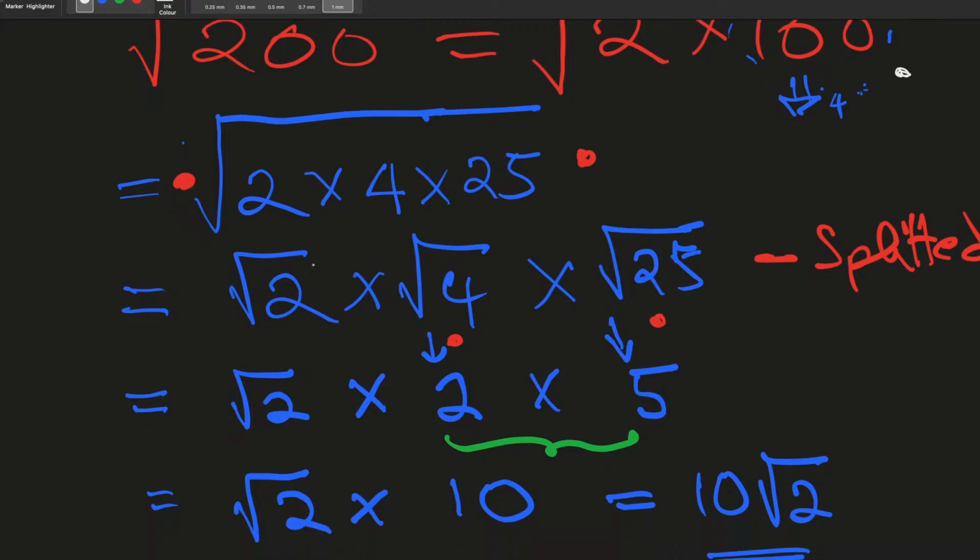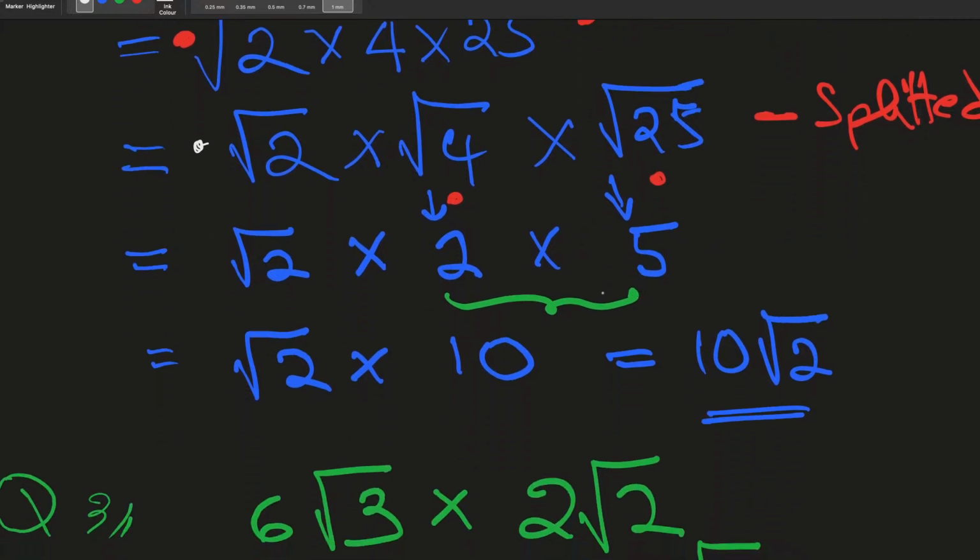Okay, after that, we decide to split them together. So when we split it, we have root 2 times root 4 times root 25. Then we broke it down further. The square root of 4 will be 2, and the square root of 25 will be 5. So then we multiply 5 by 2, and we have 10. And then 10 times root 2 is 10 root 2.